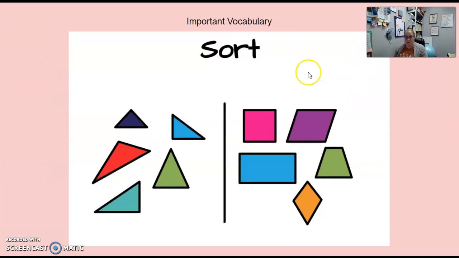Our first word we have today is one that we've seen a lot, and it is the word sort. Remember, when we sort, we put things into groups that are the same. So over here I have my group of triangles, and over here I have my group of quadrilaterals.